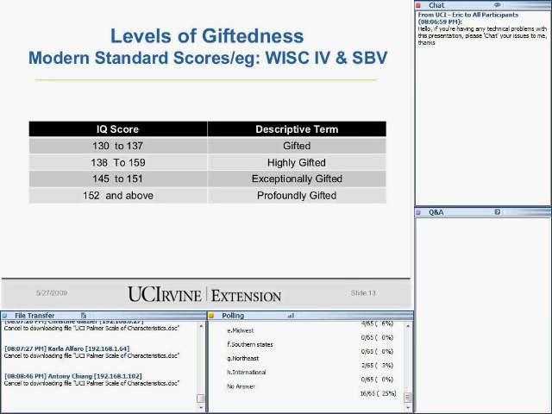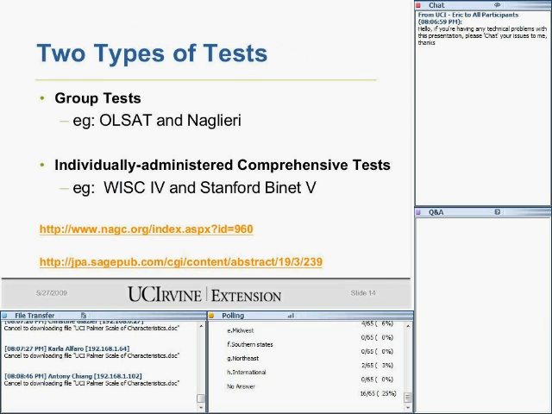Okay, very briefly, we're going to go over two types of IQ tests. The first is a group test. Most schools give the group test. OLSAT and the Naglieri are two commonly administered tests. They're good tests. You sit down in a classroom, a teacher can give them, they typically take 30, 45 minutes, you have different sections, and they're highly correlated with the individual test.